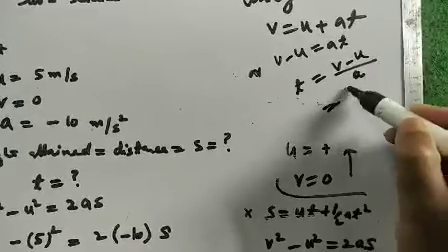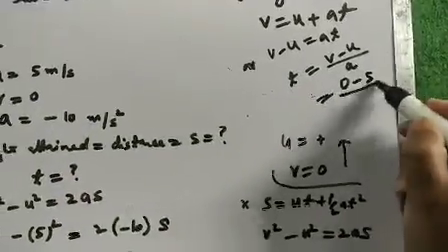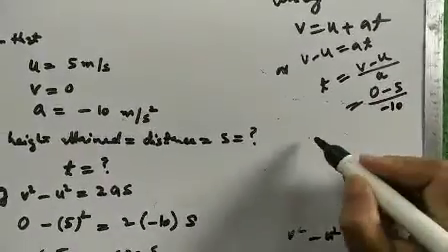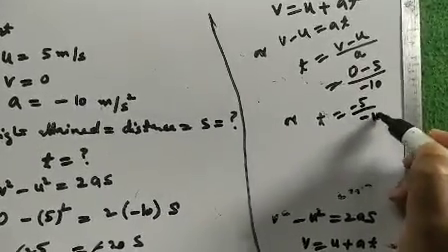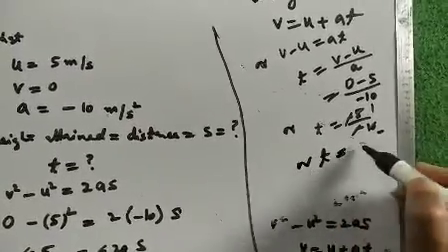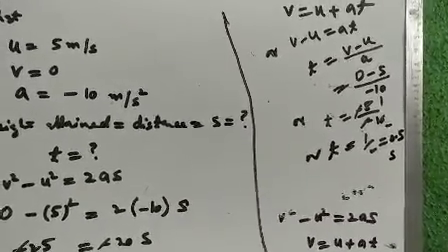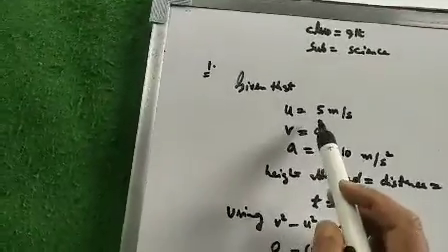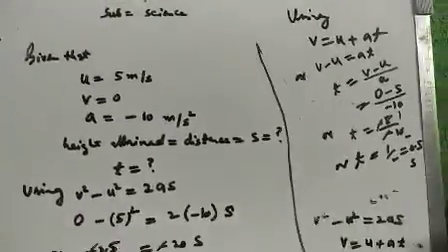v is given, v is 0, u is 5, sorry, 5. 0 minus 5 divided by minus 10. इसके बाद क्या बनेगा ये, t is equal to minus 5 by minus 10, minus minus cancel, 5 1s are 5, 5 2s are 10. t is equal to 1 by 2, that is equal to 0.5 second. It means it will take half second to reach a distance of 1.25 meter when it is thrown with this velocity 5 meter per second. And this is the solution of this problem.